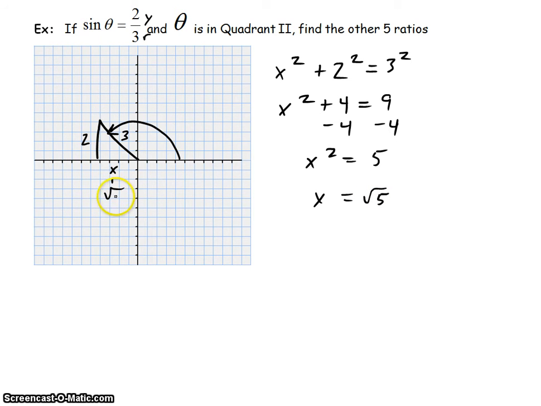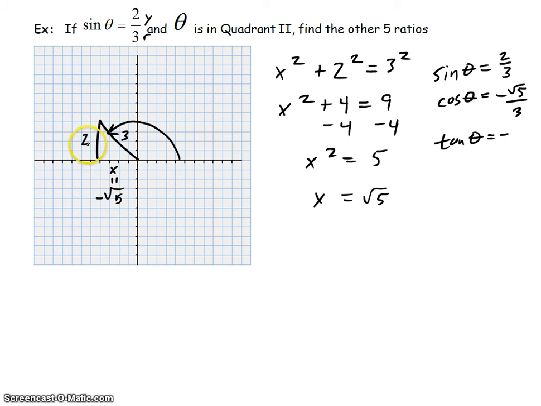But we have to be careful because this is now a horizontal distance from the origin, so it's a negative distance. So when we talk about sine, we already have that. When we talk about cosine, since it's in quadrant 2, it's negative, so that's negative square root 5 over 3. Tangent, well, if I write this, it's going to be negative, but I'm writing 2 over the square root of 5, so I have to write it as 2 square root 5 over 5.